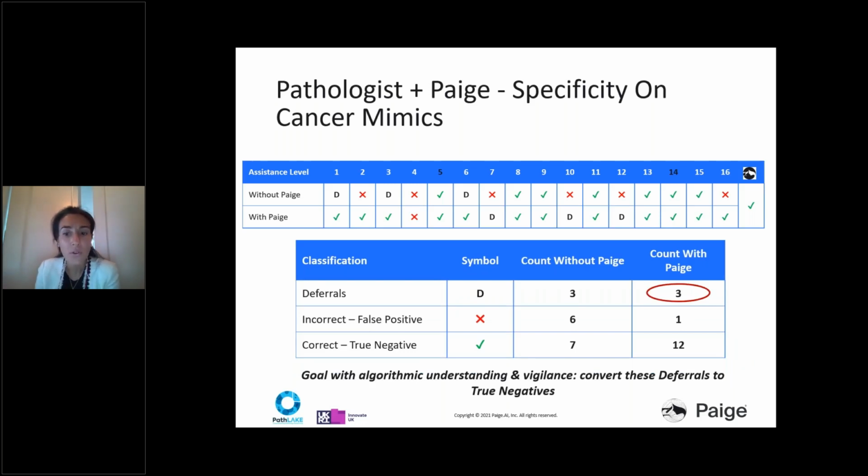And while in this case, deferrals were an important step in the right direction, considering these pathologists had previously misclassified the slide, the goal of deep algorithmic understanding and vigilance of the pathologist is to convert more of these classifications to correct ones.